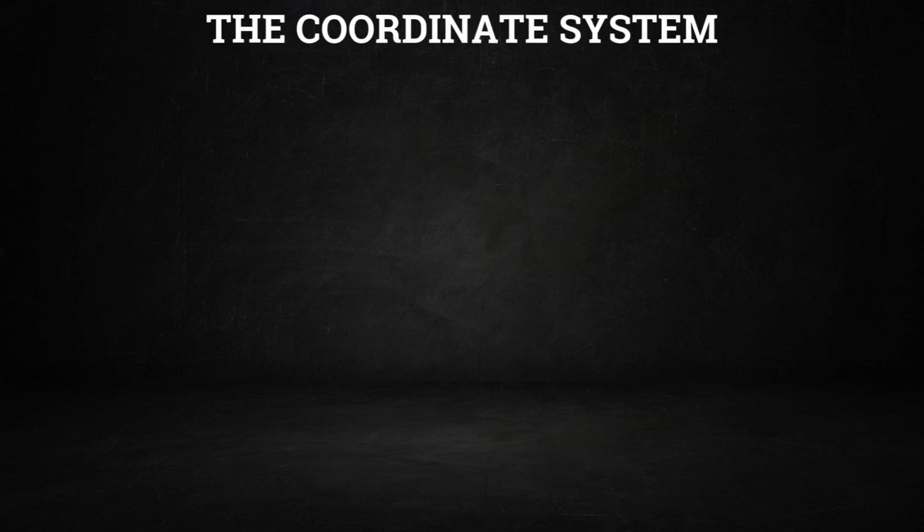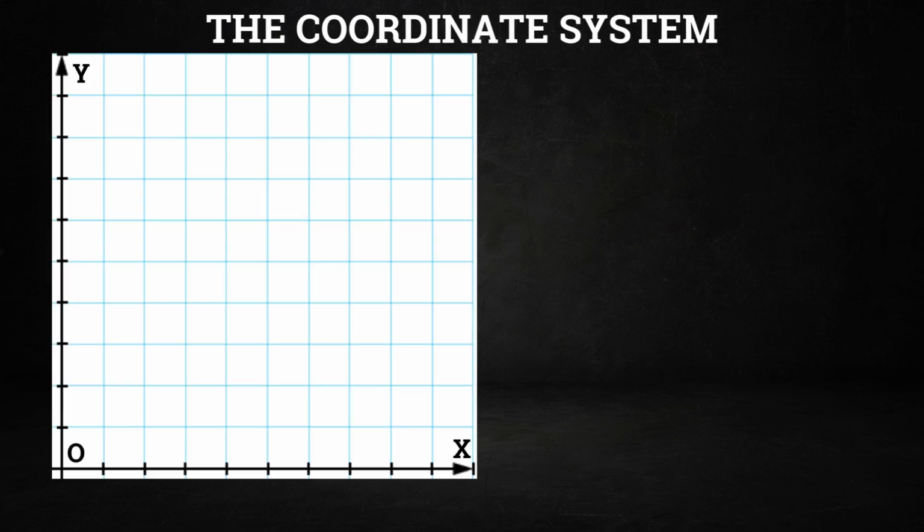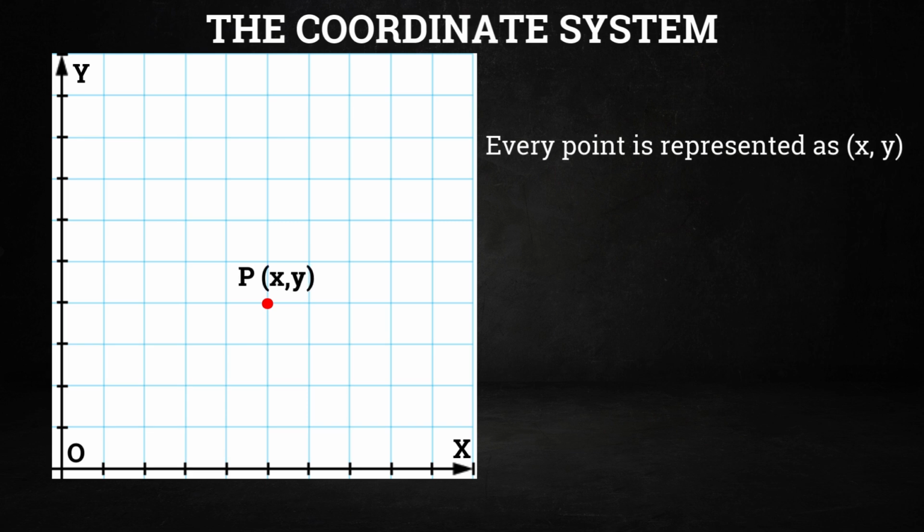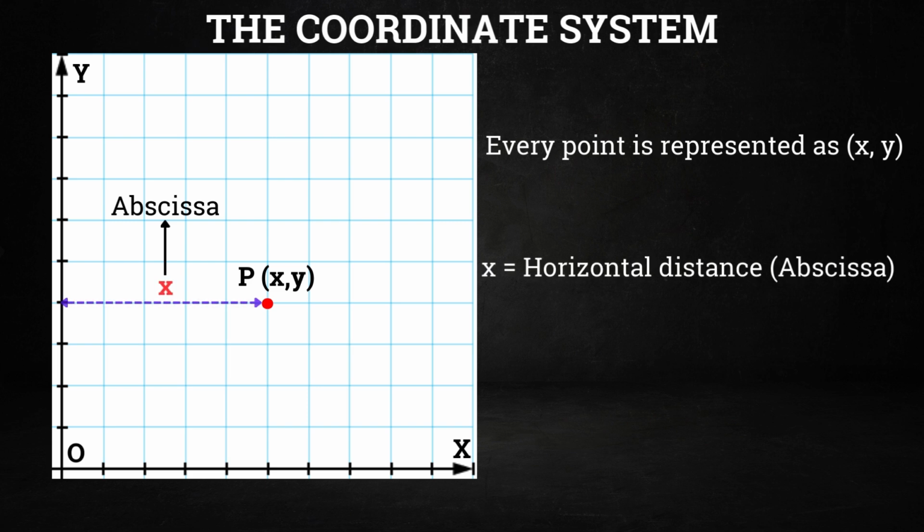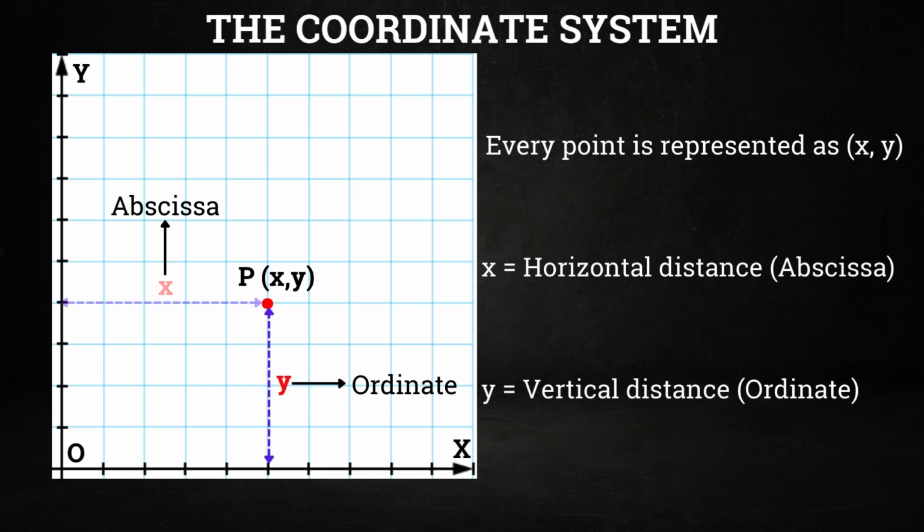Before we begin, remember that any point on a plane is represented by an ordered pair (x, y). The x-coordinate, called the abscissa, tells us the horizontal distance from the y-axis, and the y-coordinate, or ordinate, tells us the vertical distance from the x-axis.